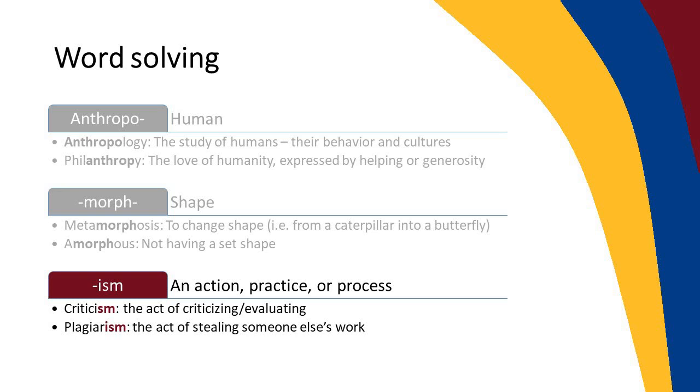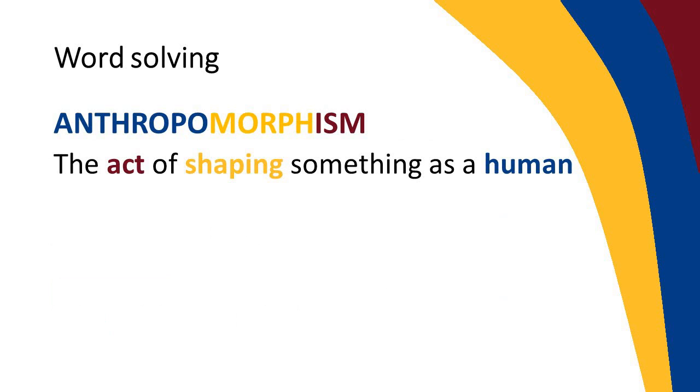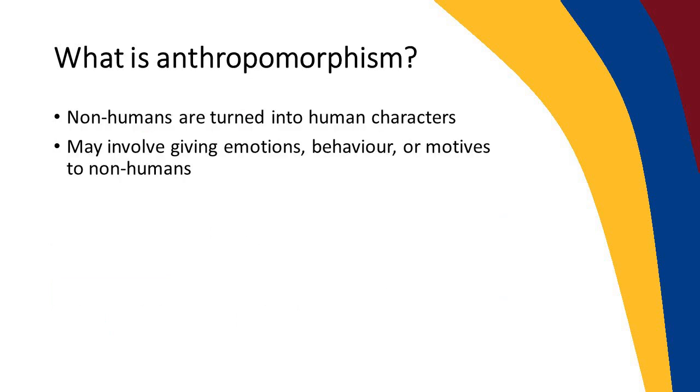Now it's time to put these meanings together to make a definition. Anthropomorphism is the act of shaping something as a human. I'll flesh it out a little. Basically, it's when something that isn't human is reshaped as if it were human. This happens when non-human things are given human emotions, behaviours, or motives.